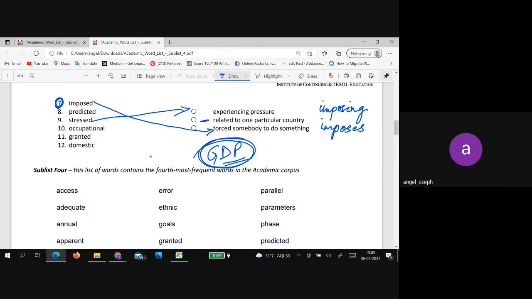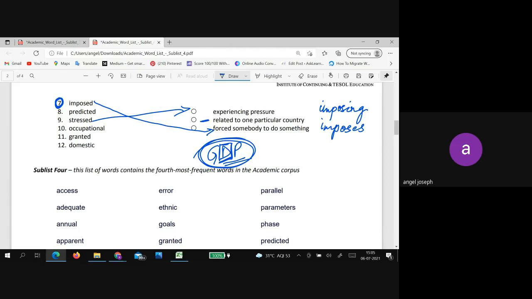What do you mean by this? Gross domestic product. Domestic is something that basically relates to a particular country, or a macro level. It relates to a particular country. We can say it in another way too.